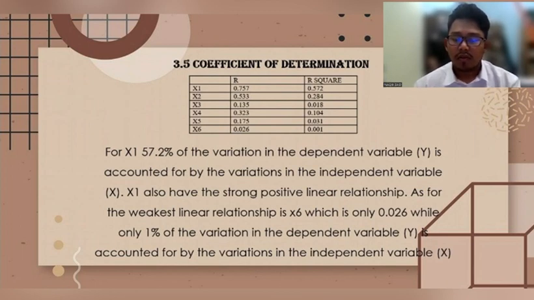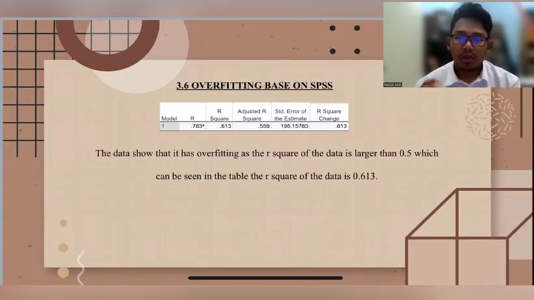Now we move on to the overfitting data. The data show that it has overfitting as the r square of the data is larger than 0.5, which can be seen in the data table. R square of the data is 0.613.